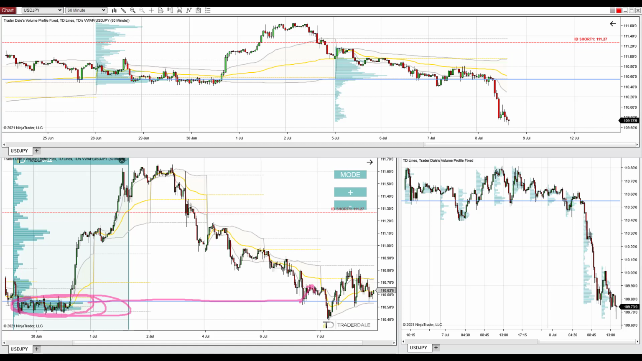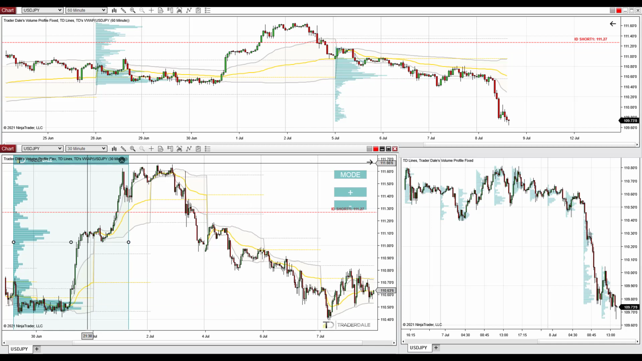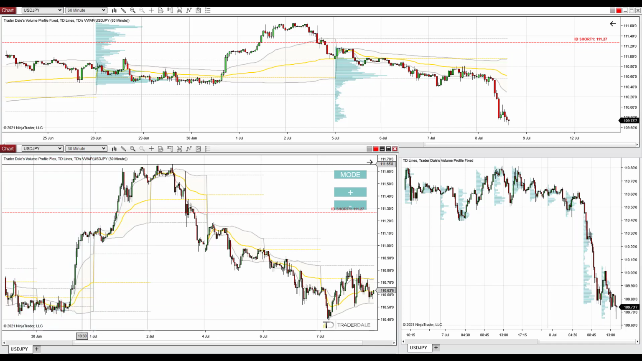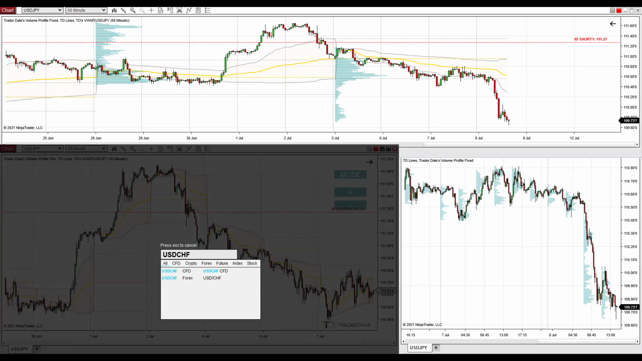As I said, currently I don't have any new levels. Maybe there'll be some new levels in the update, which I'll send after the US session today, but currently no new level on the US dollar Japanese yen. So let's move forward and let's go and have a look at the last pair, which is the US dollar Swiss franc.